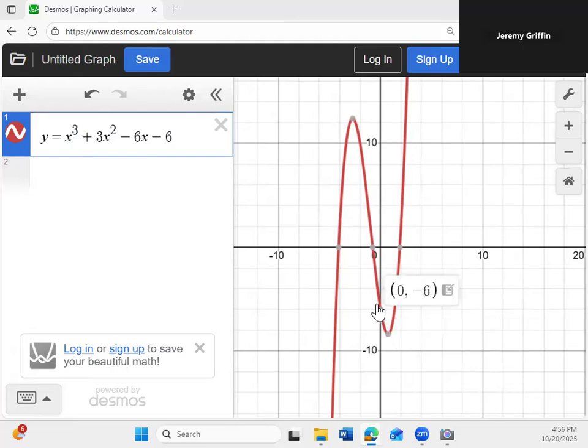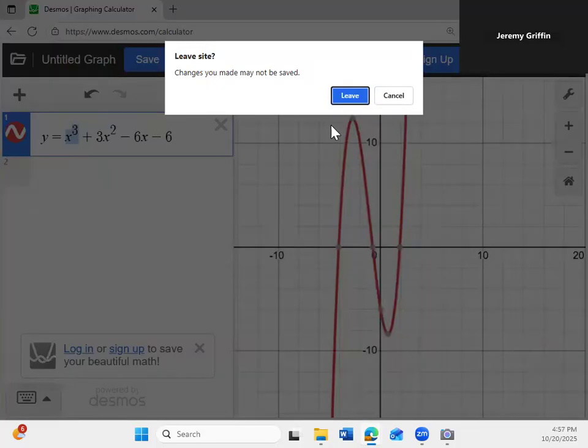You could also say, here's a y-intercept. I see three x-intercepts. You're allowed to have up to three x-intercepts because this says degree 3. So it's all there.